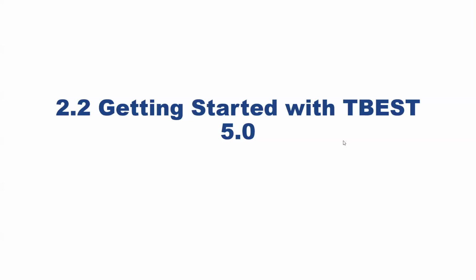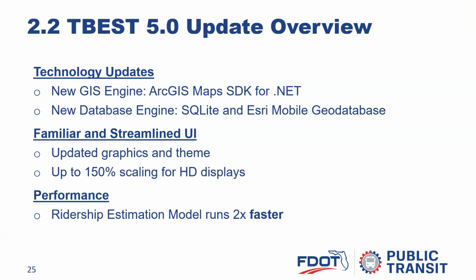And we'll get started with the next section, which is getting started with TBEST 5. So as we mentioned earlier, TBEST 5 is the latest and really kind of a rewrite of TBEST 4.8. And it includes some technology updates, which is the new GIS engine, which is a kind of a runtime GIS engine, and it's called ArcGIS Maps SDK for .NET.